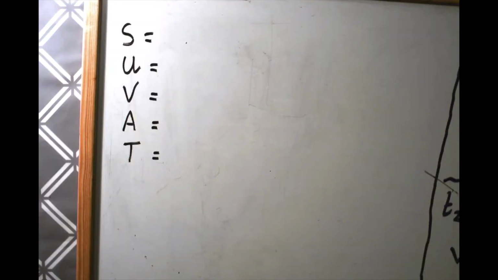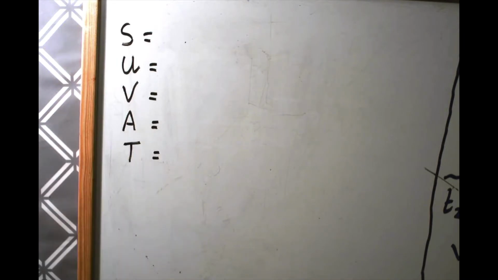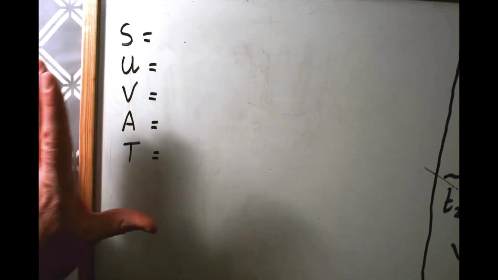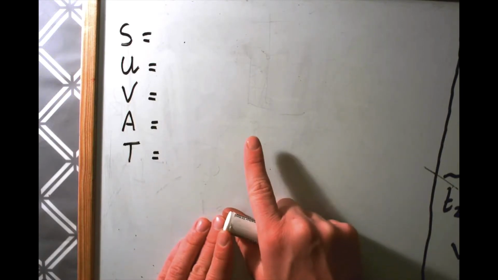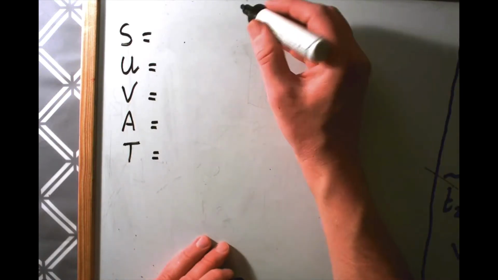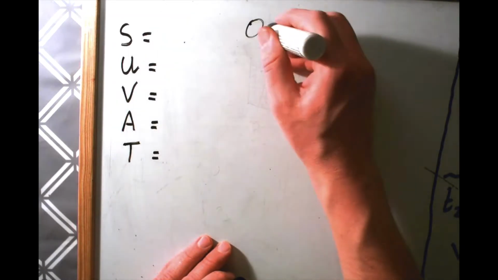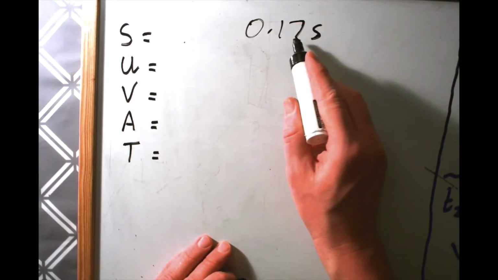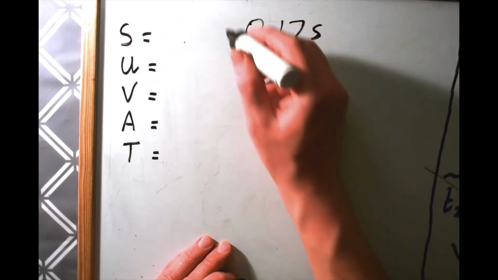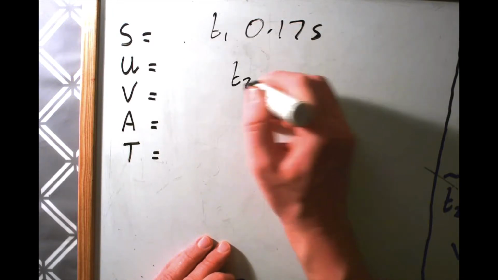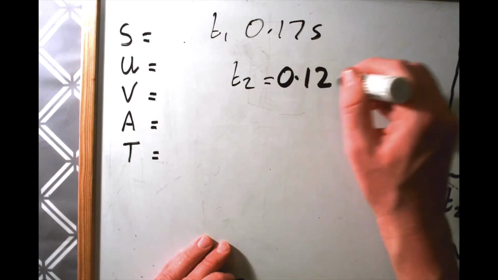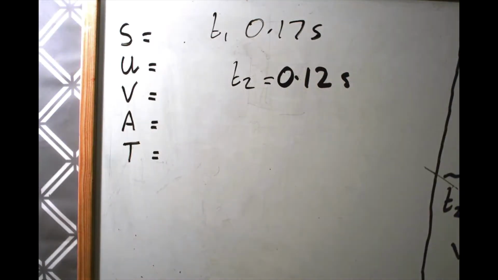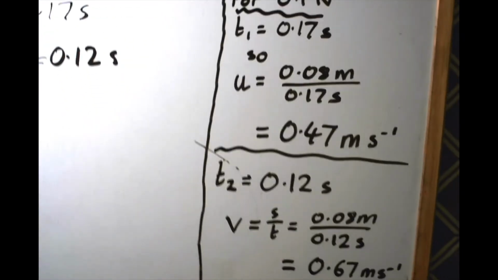So you might be able to sense that SUVAT is going to make its reappearance, and you're absolutely right, with the velocity and acceleration calculations. So I'm going to use our first result as an example. In our first result, it took 0.17 seconds for the card to pass the first light gate, so that's T1, and T2 the second time. At the second gate it took less time, it was 0.12 seconds to pass through.